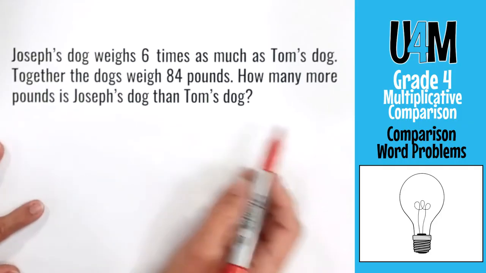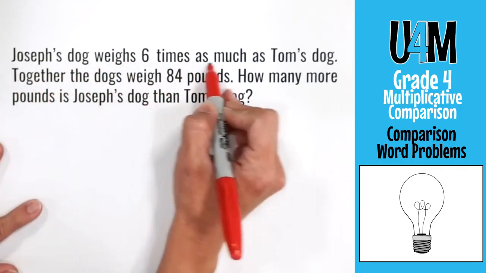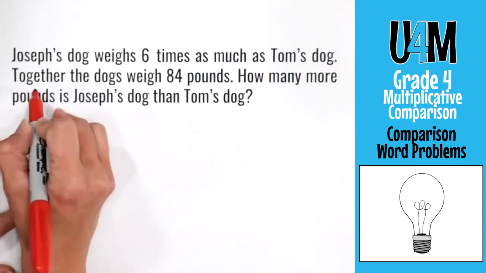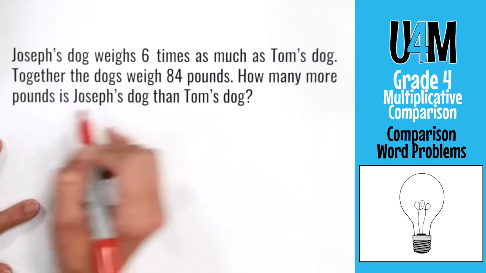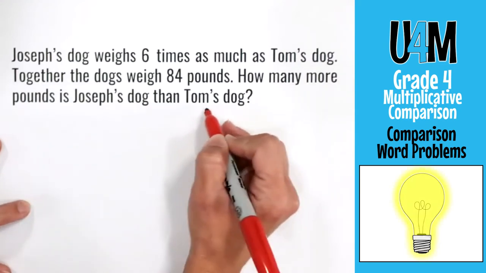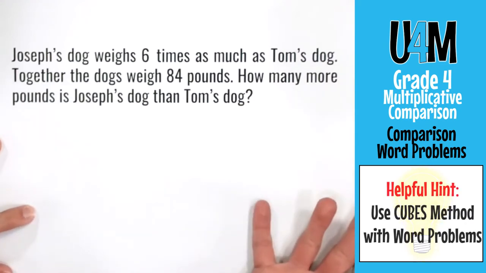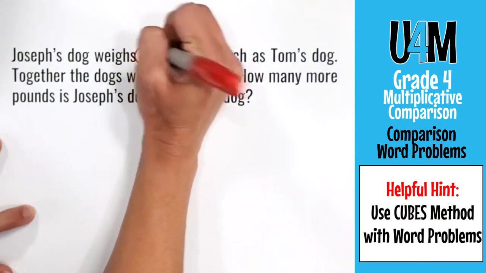In our final example, Joseph's dog weighs 6 times as much as Tom's dog. Together, the dogs weigh 84 pounds. How many more pounds is Joseph's dog than Tom's dog? Let's start with that cubes method. So we have 6 and 84.